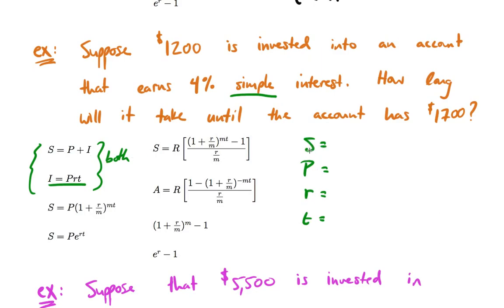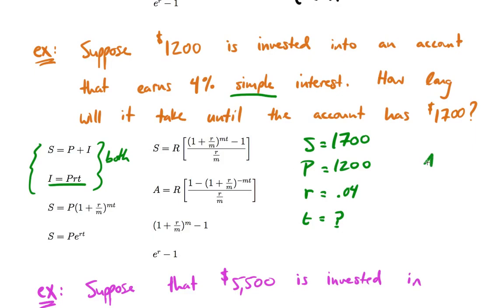So future value, do we know the future value? Yes, it's going to be $1,700. How long until the account has $1,700? Principal value, the original investment was $1,200. Interest rate as a decimal, 0.04. And then T, that's what the question is asking us. How long will it take? So we don't know T.